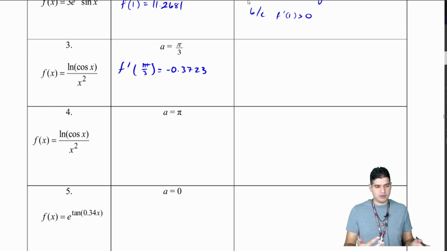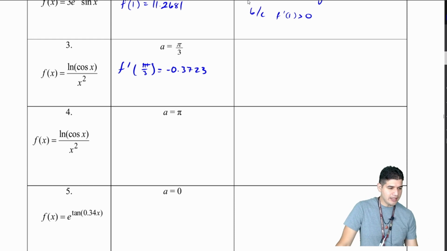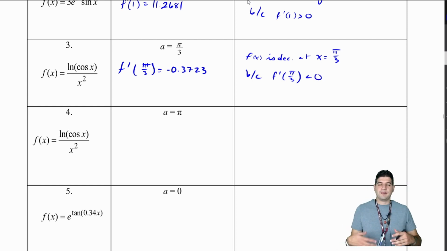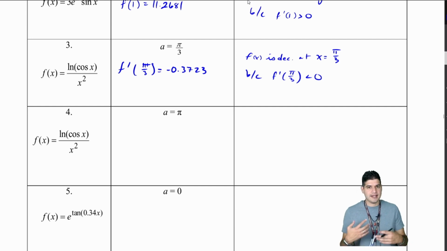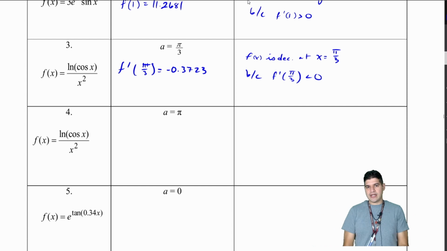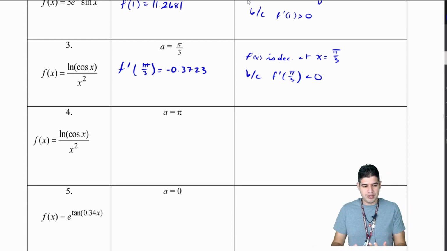All right, so what can we say about f of x at x equals pi over 3? Well, since it's negative, we're going to say that f of x is decreasing at x equals pi over 3 because f prime of pi over 3 is less than 0. It's negative, okay? And I'm sure you're probably getting tired of writing these things over and over and over again, but it is what it is. This is the way to answer and speak in calculus, all right?